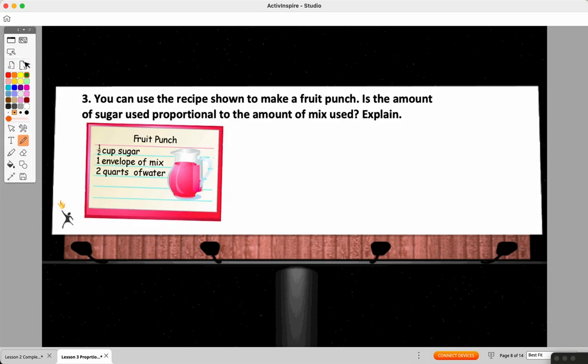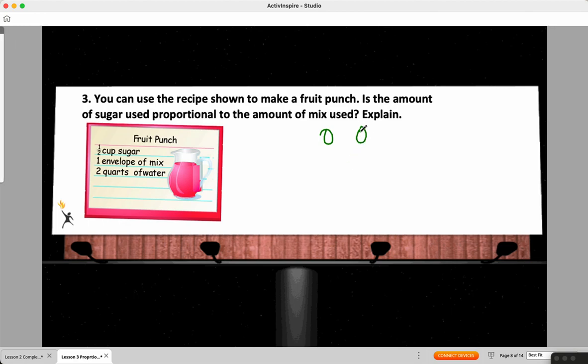Good job. All right, let's talk about this. Is this proportional? More real life, in a recipe. Does the recipe show that the amount of sugar used is proportional to the amount of mix used? It doesn't have to be the same, but let's think about this. If I use 0 mix, how much sugar do I need? I need 0. If I use 1 mix, I use half a cup of sugar.